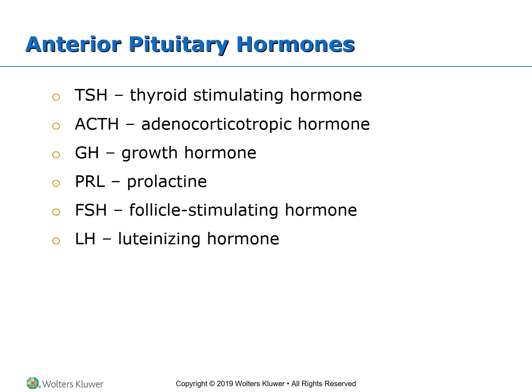Prolactin stimulates milk production of the breast. FSH, the follicle stimulating hormone, stimulates the development of ovarian follicles and the maturation of the egg inside those follicles, and that in females. And in males will promote the development of sperm in the testis, while the LH, or luteinizing hormone, will cause ovulation and promote progesterone secretion in females, while in males will stimulate production of testosterone.